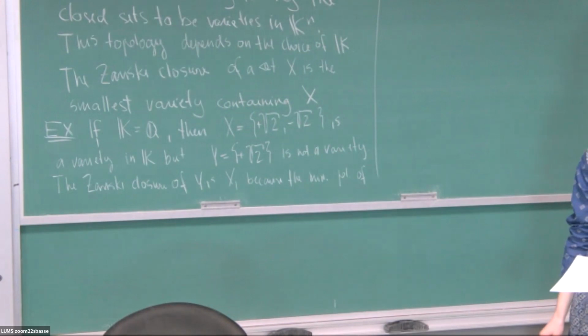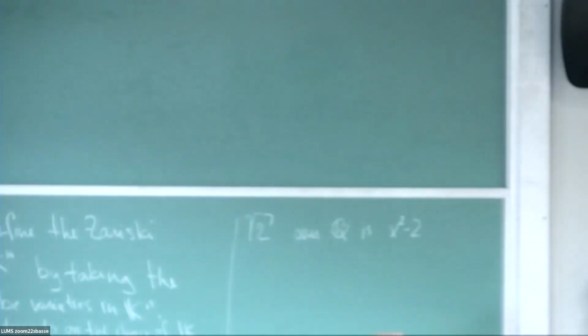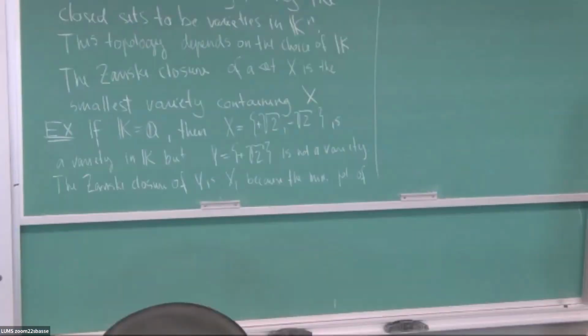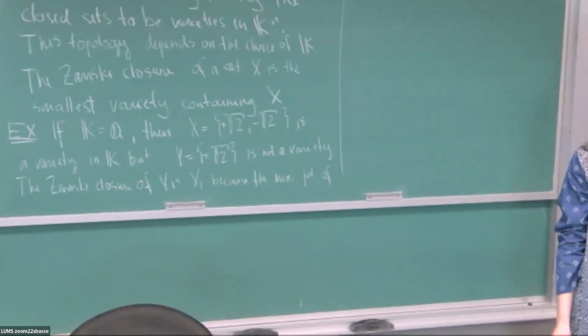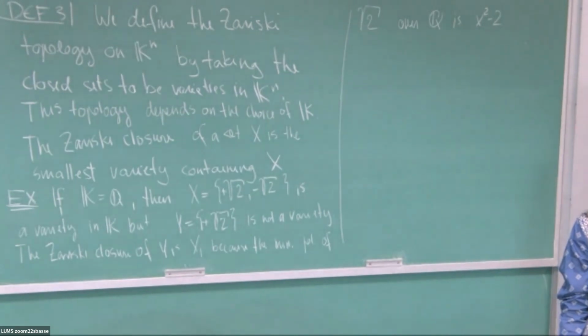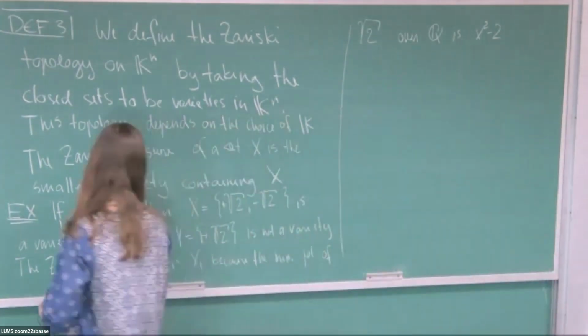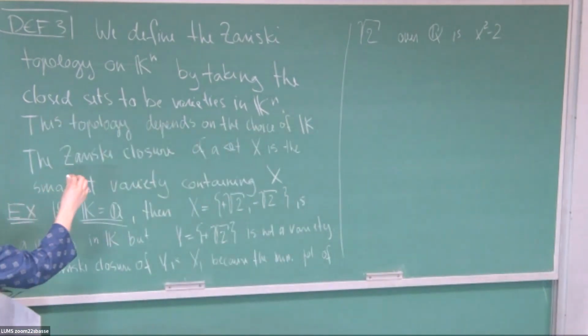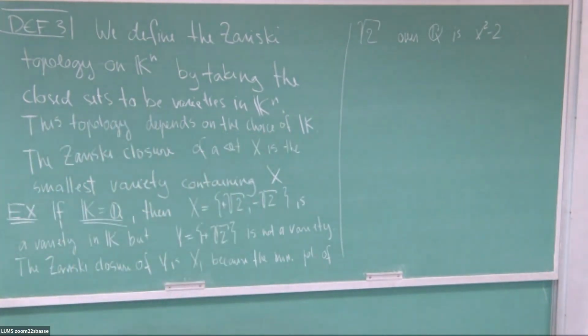Is it rational or irrational? Square root 2 is an irrational number. So when we are talking about the underlying affine space, this is going to be Q. Yes, sorry, here K. This is what I meant here: the topology depends on the choice of K. If we take K equal to R, then Y becomes a variety, right? Because we can just take the polynomial x minus square root 2. But this is not a polynomial in the polynomial ring over Q. So there is really this difference in the topology depending on what K is.